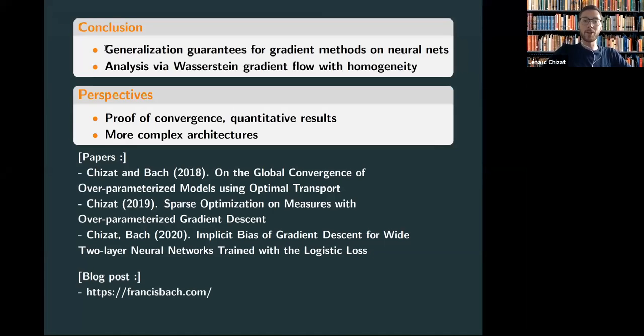I recall that our goal was to provide generalization guarantees for neural networks trained with gradient methods, and the analysis was via analysis of Wasserstein gradient flow. The homogeneity property of the ReLU activation was crucial in our analysis. And open questions are, of course, to give a proof of convergence, the open questions I've mentioned, and also to have more quantitative results, and to study more complex architectures.